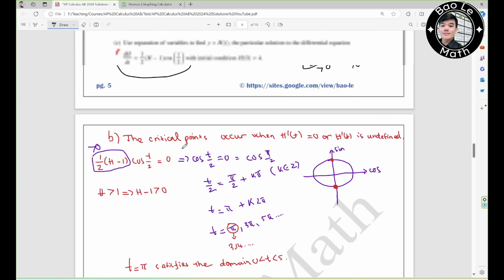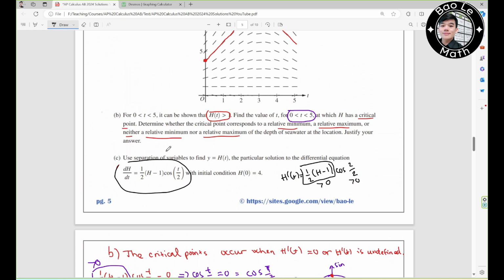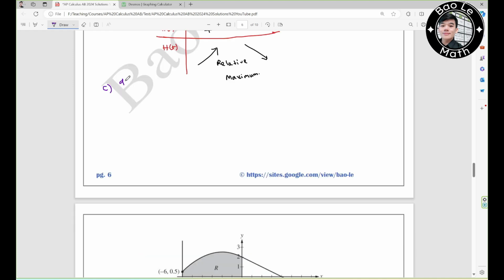Alright, let's move on to question C. Use separation of variables to find y equals h of t, the particular solution to the differential equation dh over dt equals 1/2 h minus 1 cosine t over 2, with initial condition h of 0 equals 4.